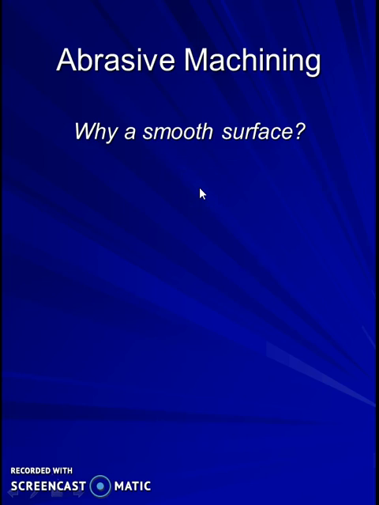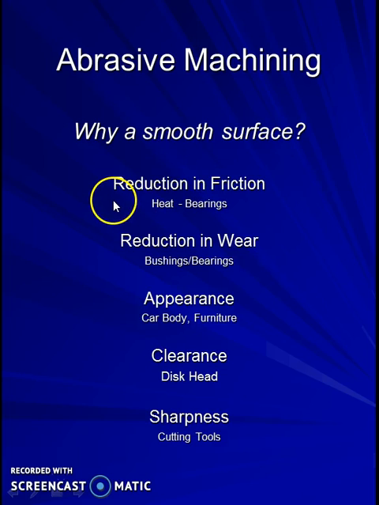Why do we need a smooth surface? The first point is reduction in friction. If we have a rough surface, friction will be very high. Next, reduction in wear, in bushings and bearings. If there are some peaks and valleys on the surface, they will be removed, which will result in wear of the particular components. For example, bushings and bearings.